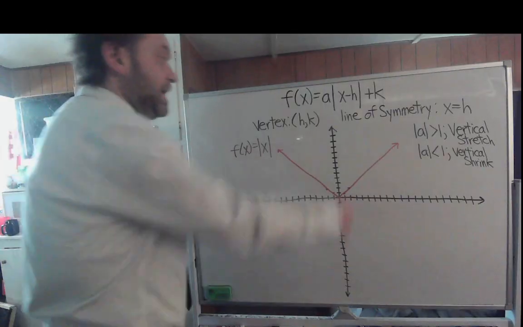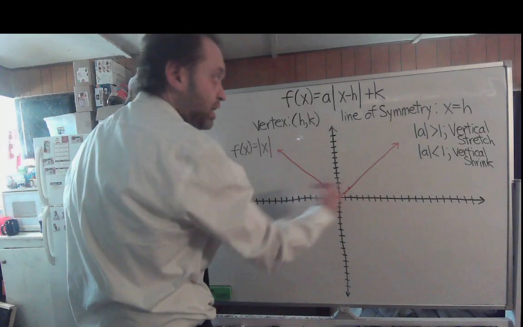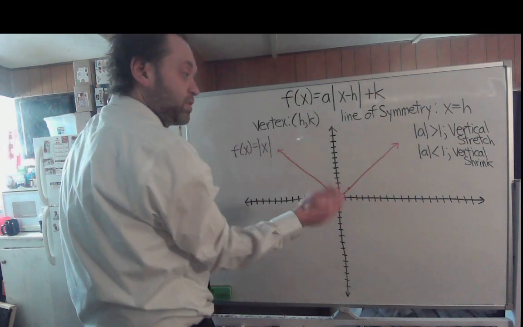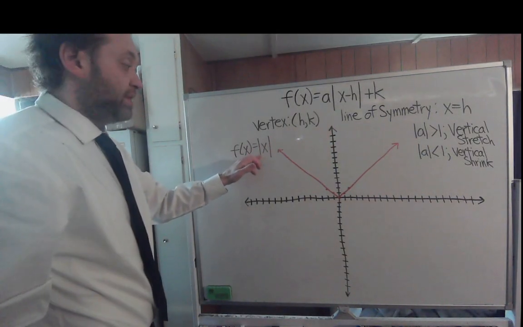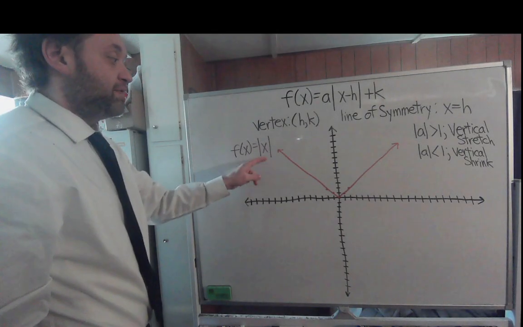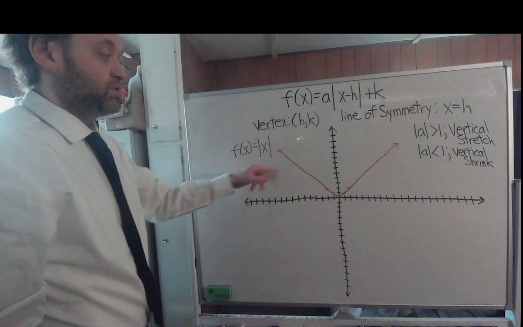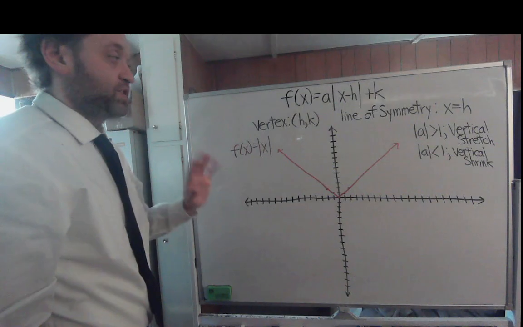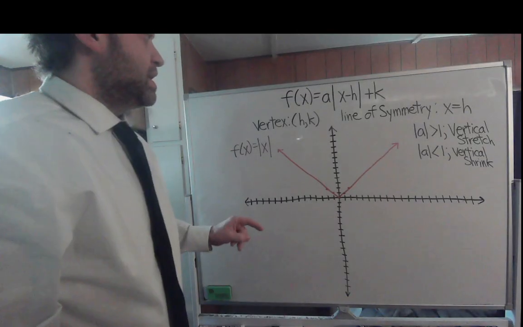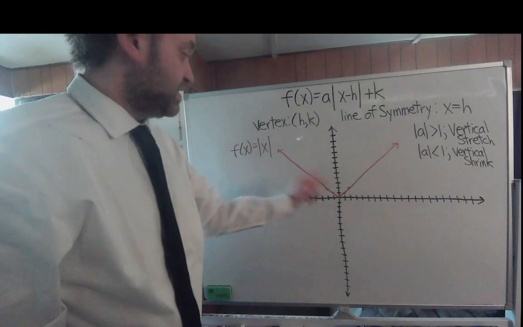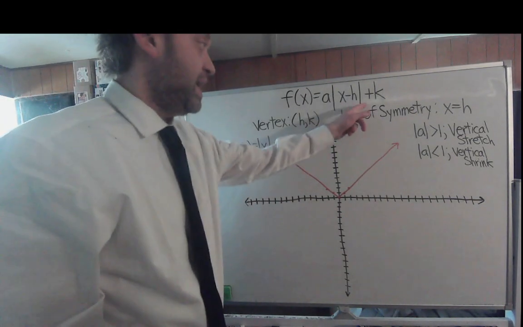So the h indicates a horizontal shift, which would be left or right. The k indicates a vertical shift, which would be up or down. For the absolute value of x itself, I have no shift left or right, and no shift up or down, so there is no h or k. So that makes that easier. But your vertex, which in this case is (0, 0), the coordinates of your vertex would be at (h, k).